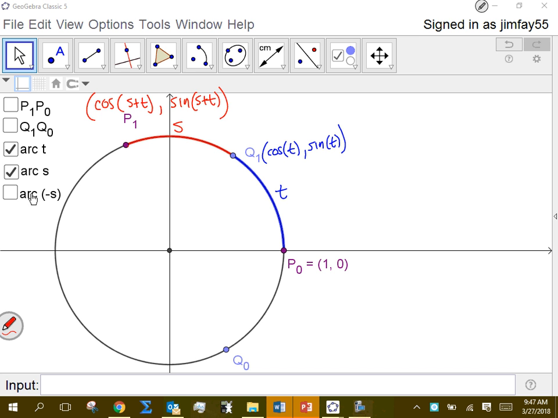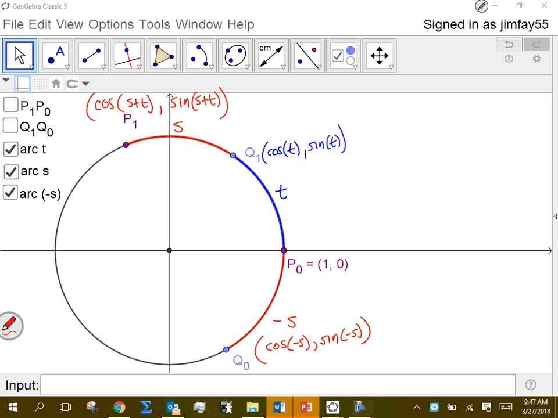Now I'm going to take another arc. I'm going to start at P sub 0, and the other arc is going to go in the other direction. I made that one red, because I want it to be the same length as this one. But if it's going in that direction, should I call it negative S? That's what that arc would be. So this point down here would be cosine of negative S, comma, sine of negative S. Correct?